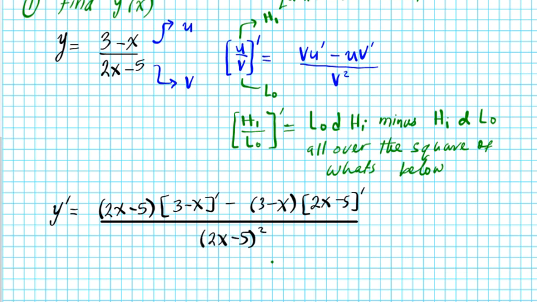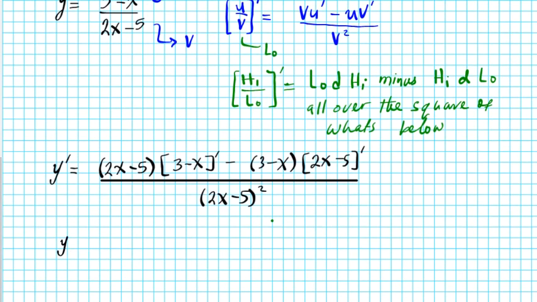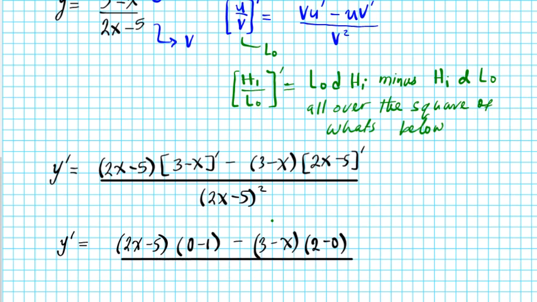If we apply our differentiation rules here, we're going to have y prime equal to the quantity 2x minus 5, and there's a negative 1 here, because when you differentiate 3 minus x, the derivative is negative 1. Then minus 3 minus x times the derivative of 2x minus 5. The derivative of 2x is just 2, and the derivative of 5 is 0. And in the denominator, we just have the quantity 2x minus 5 squared.